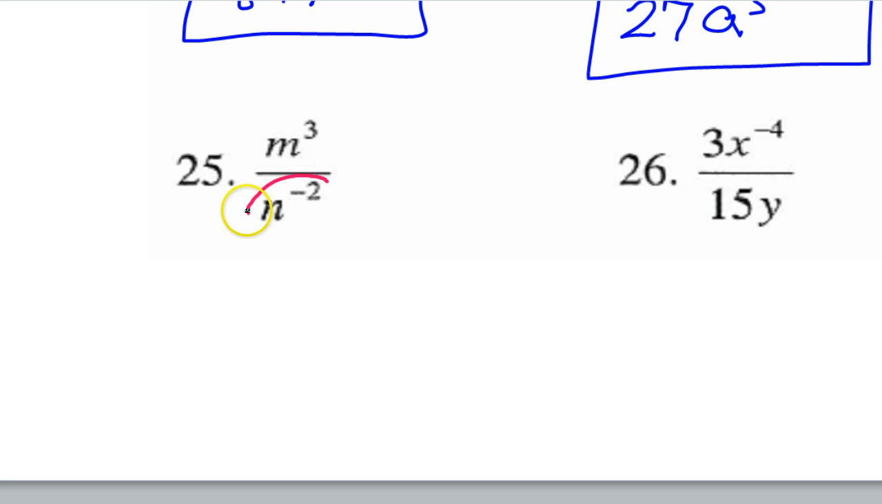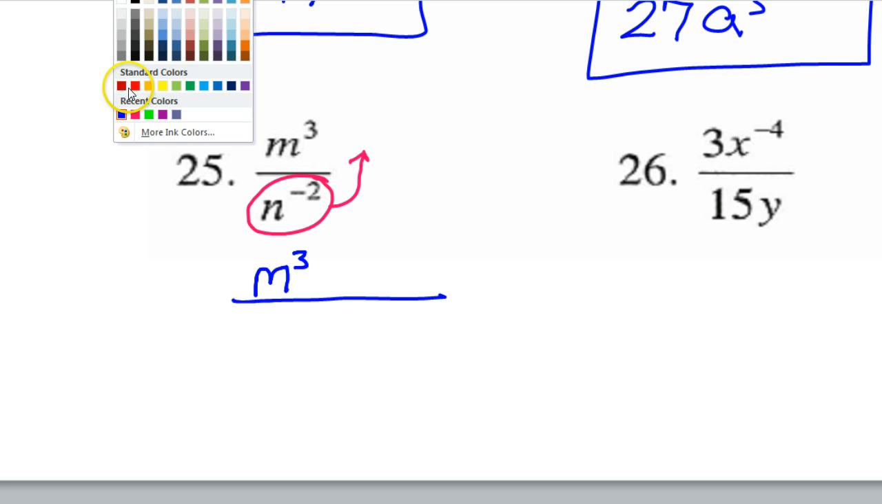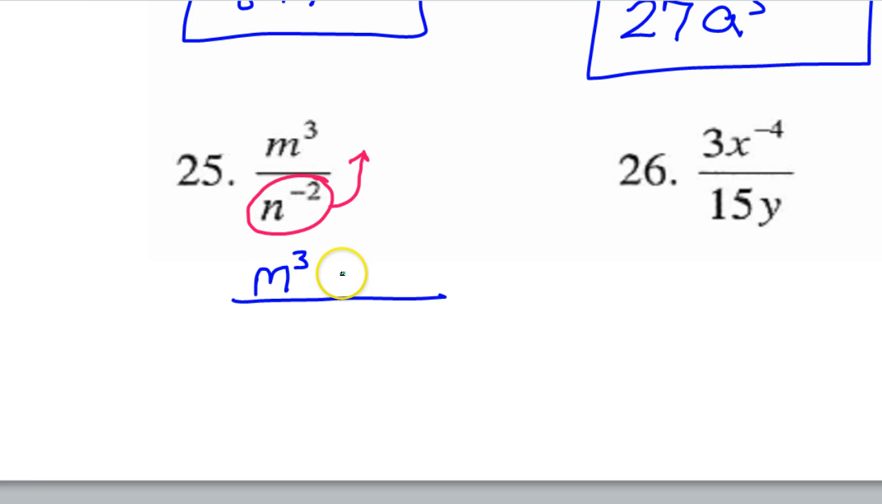For number 25, this one has the negative exponent and will have to move upstairs. If I start off with a fraction, that m to the third power is not moving, so it's going to stay right there. But that n to the negative 2 power moved up and became n squared like that. Now there is nothing left in the denominator, and we're not going to put a 1 down here, because the denominator doesn't need it. So this is actually the final answer right here.